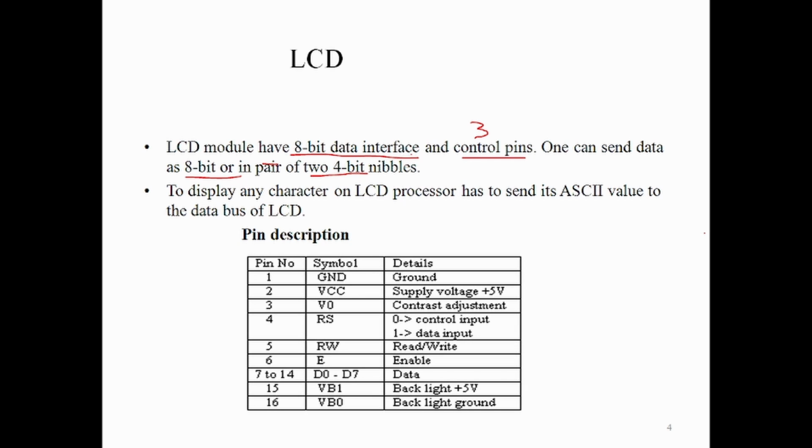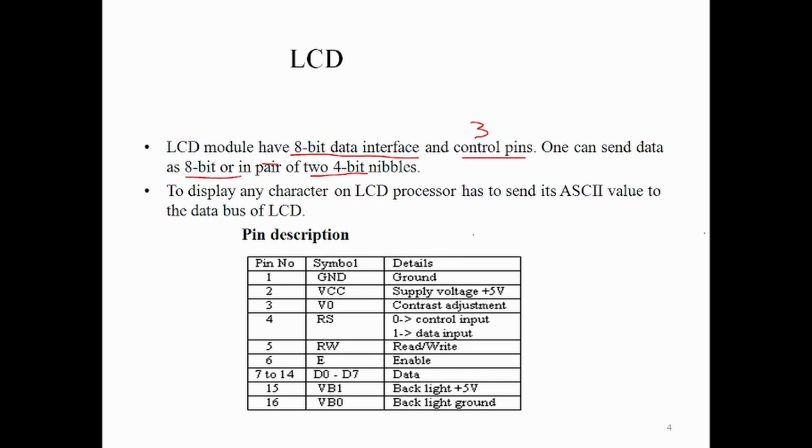So using 8-bit, you will require more connections, but at the same time your coding will be simple. But in 4-bit, you will require fewer connections, but at the same time you have to do this masking thing, right? So your coding will become very complex compared to 8-bit.